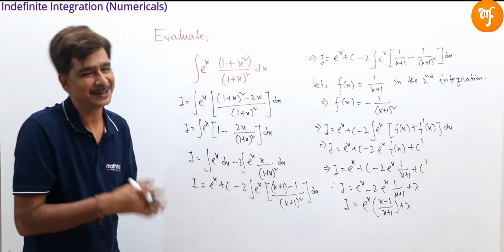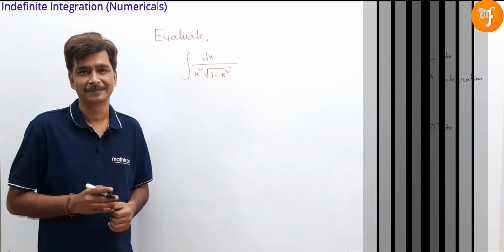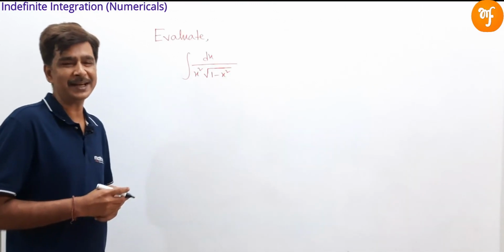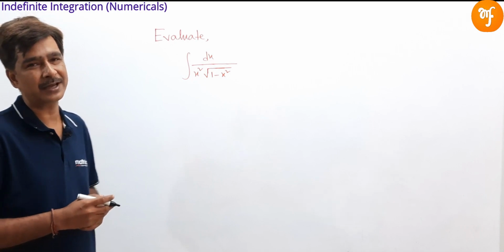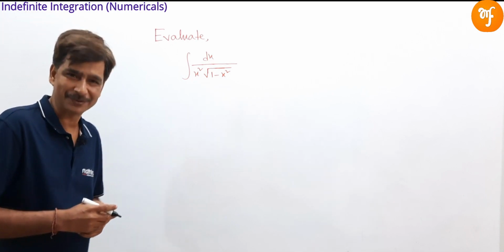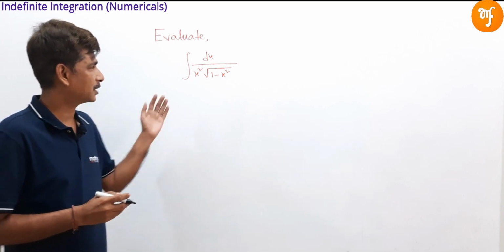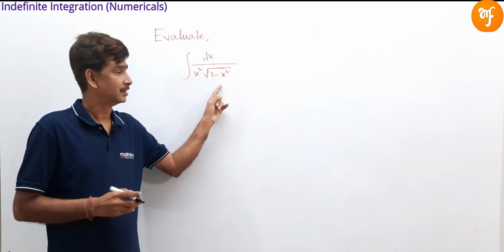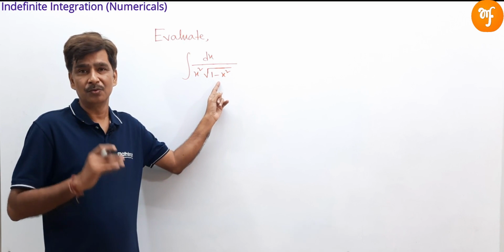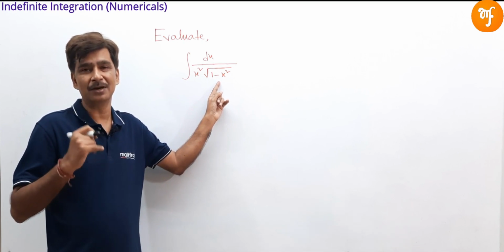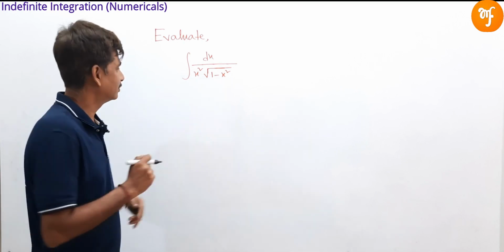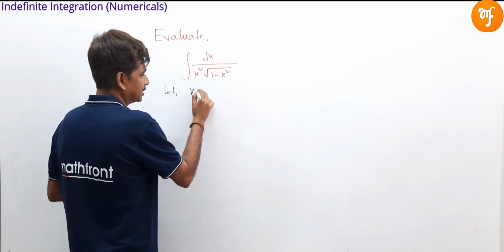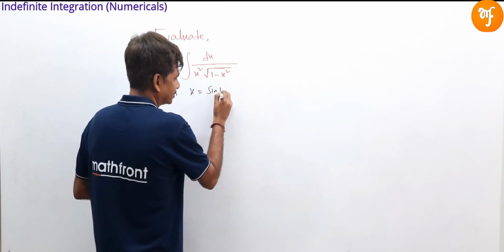Now come to the next question. So friends, see the example: integration of dx divided by x square into square root of 1 minus x square. Now to solve this type of numerical where square root of 1 minus x square is there, in that case we can assume x is equal to sine theta. Okay, so first of all, let x is equal to sine of theta.